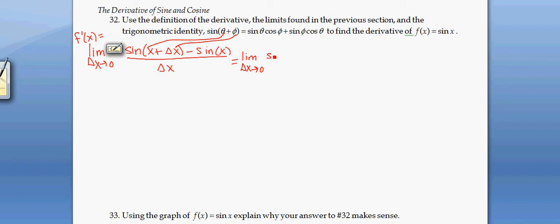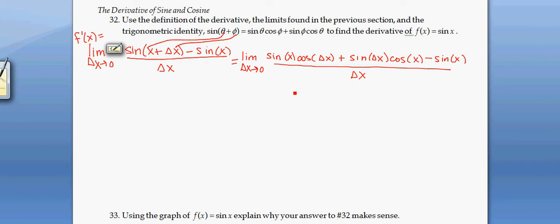Okay, so this is going to be sine of x cosine of delta x plus sine of delta x cosine of x. And then I still have my minus sign here, so minus sine of x. And then all of this is over delta x.